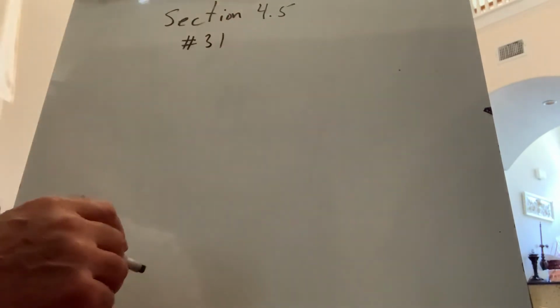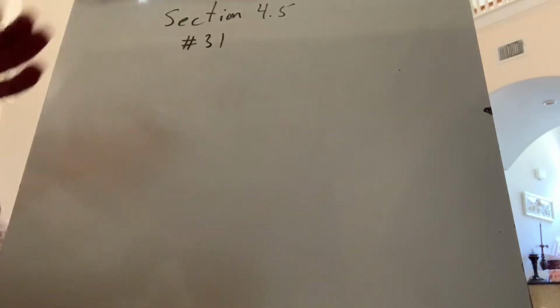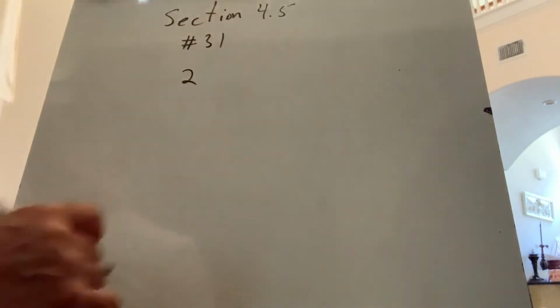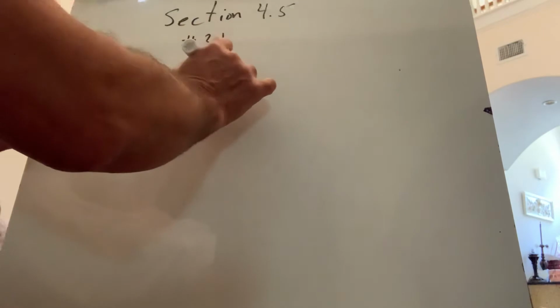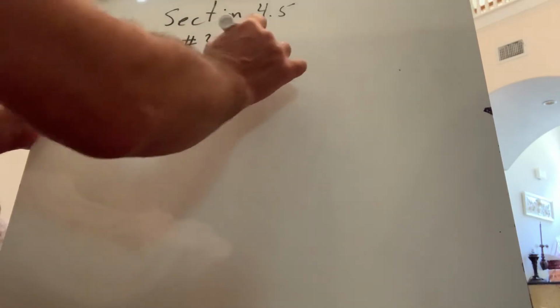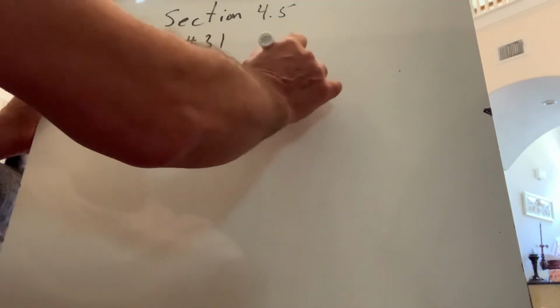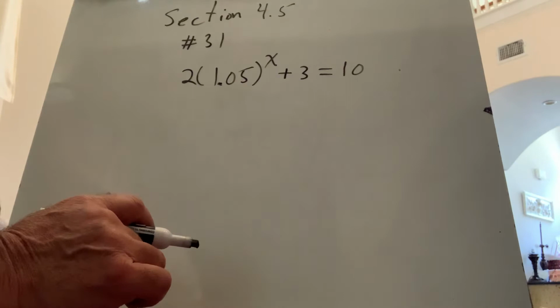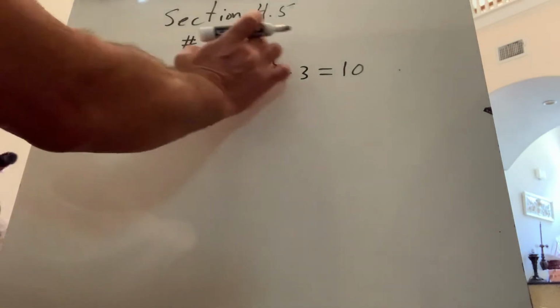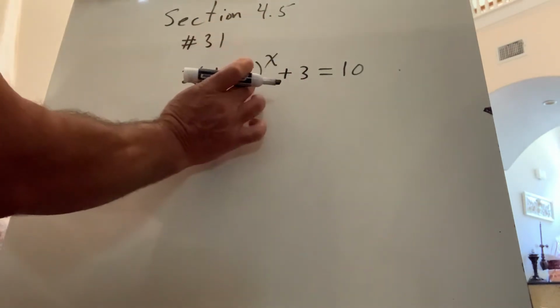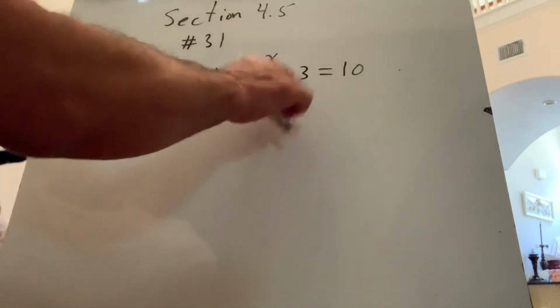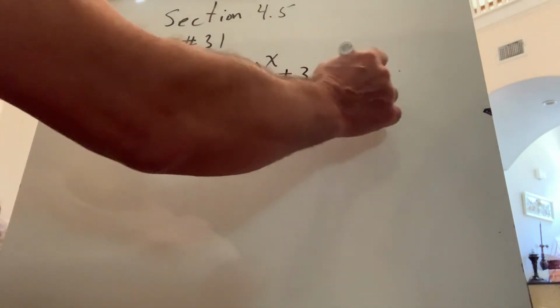On 31, we have 2 times 1.05 raised to the power of x, plus 3, equals 10. Once again, we're asked to solve this. So the first thing we're going to do again is try to isolate the exponential expression, which is just 1.05 to the x. So first we remove the 3 by subtracting.